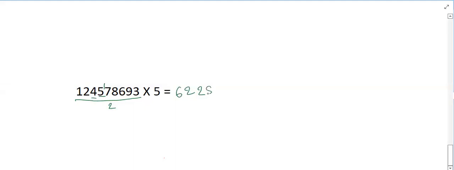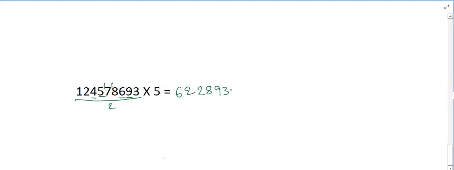In 17, 8 times with remainder 1. The next number becomes 18, 18 means 9. And the next number is 6, so the answer is 3. After that, the next number is 19, 9, so the answer is 9.